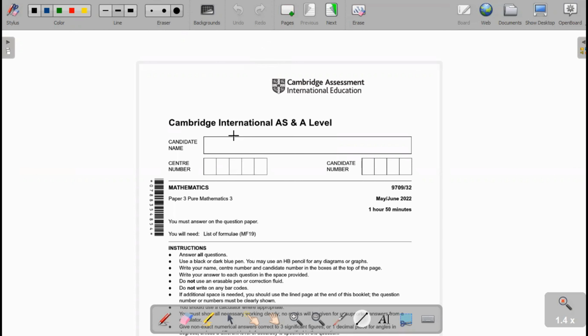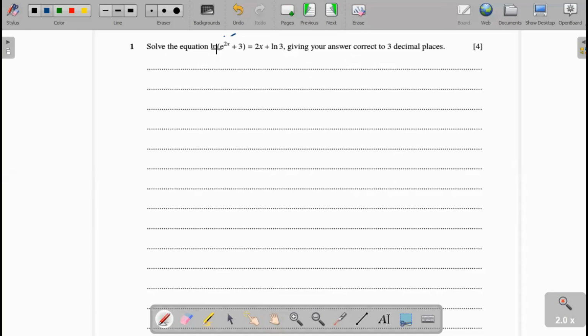Bismillahirrahmanirrahim. Today I will solve Cambridge International A-Level paper, paper 3, May June 2022. Question 1. Solve the equation ln e power 2x plus 3 equal to 2x plus ln 3, giving your answer correct to 3 decimal places. Firstly, we write this equation as it is ln e power 2x plus 3 equal to 2x plus ln 3.